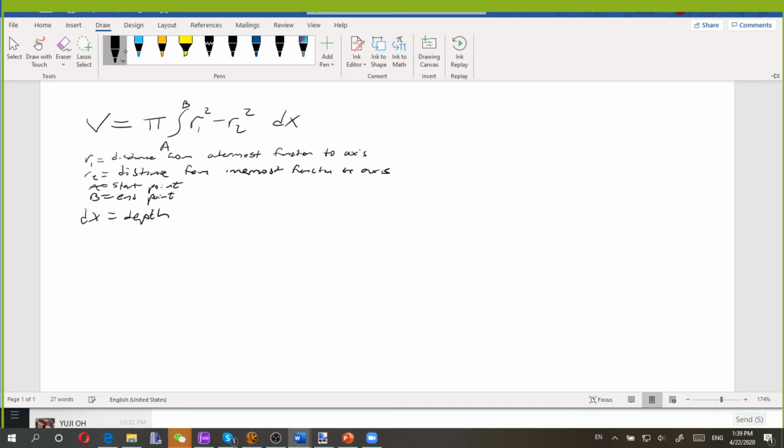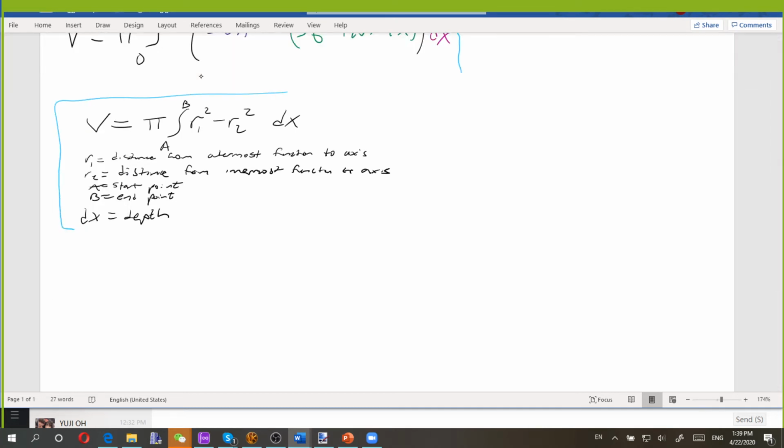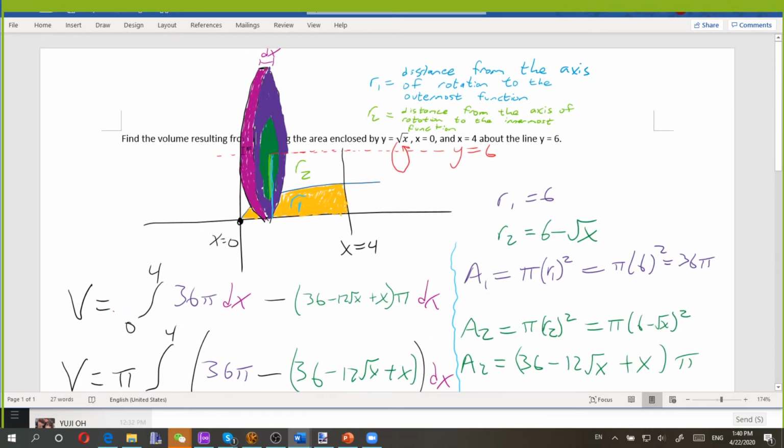But what this formula really does is it takes the area of disk 1, pi r1 squared, and subtracts the area of disk 2, pi r2 squared, but then multiplies both by dx to make it a three-dimensional shape. So just like our picture here, we've got one large disk in purple with a depth in pink. And I'm going to cut out a smaller disk in green, which has the same depth in pink, to make the disk hollow. If I keep stacking every possible disk from x equals 0 to x equals 4, we'll end up with a three-dimensional shape.